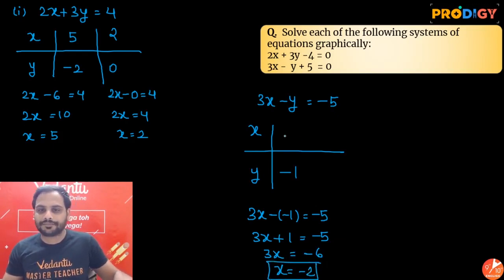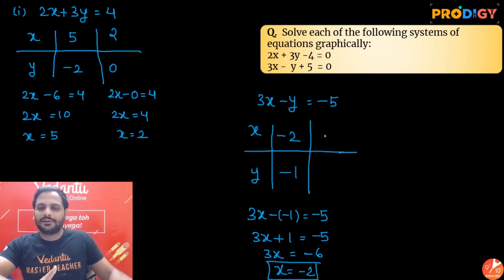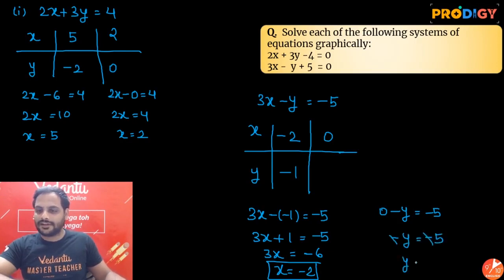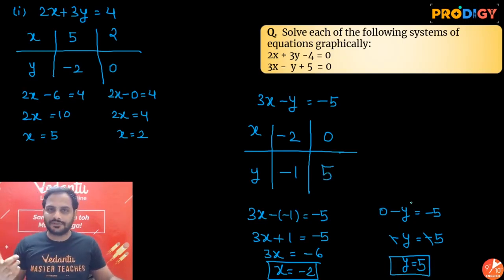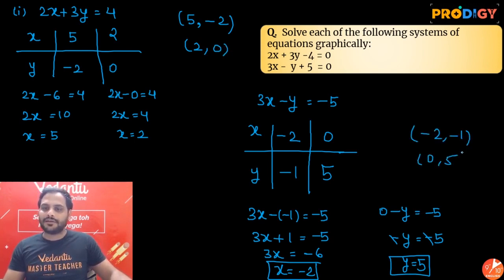We have got x equal to minus 2. Next, let's take the value of x as 0. Any value you can take. So 3 into 0 is 0. Minus y is equal to minus 5. Negative negative got cancelled. y is equal to 5. Okay, beta? So y is equal to 5 over here. So these are the solutions. Coordinate-wise, the coordinates which I have to plot are 5 comma minus 2, and here we have 2 comma 0, and here minus 2 comma minus 1 and 0 comma 5.